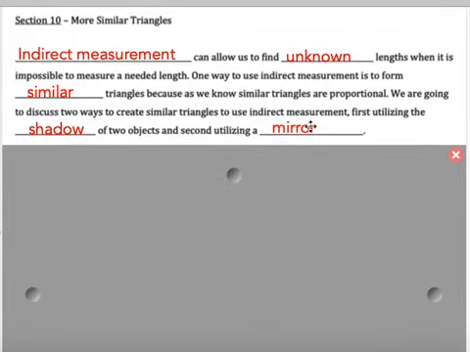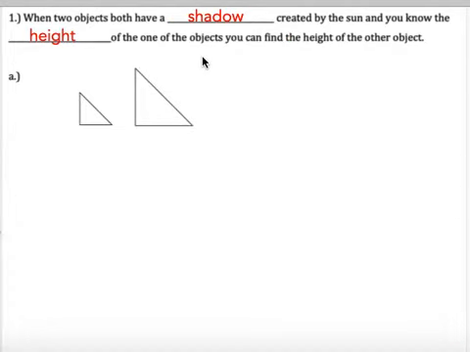So the first thing we're going to discuss today, how to use indirect measurement, is we're going to use the shadow of the two objects. Okay. And the second is using a mirror, and that's a unique situation. Probably not super common, but it's definitely a possibility. Okay. So let's first talk about the shadow.